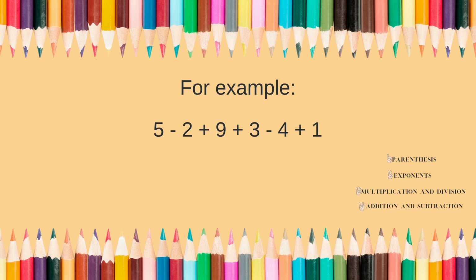Now we are left with addition and subtraction. So let's start from left to right with 5 minus 2. The result is 3. Next, 3 plus 9. And the result is 12.